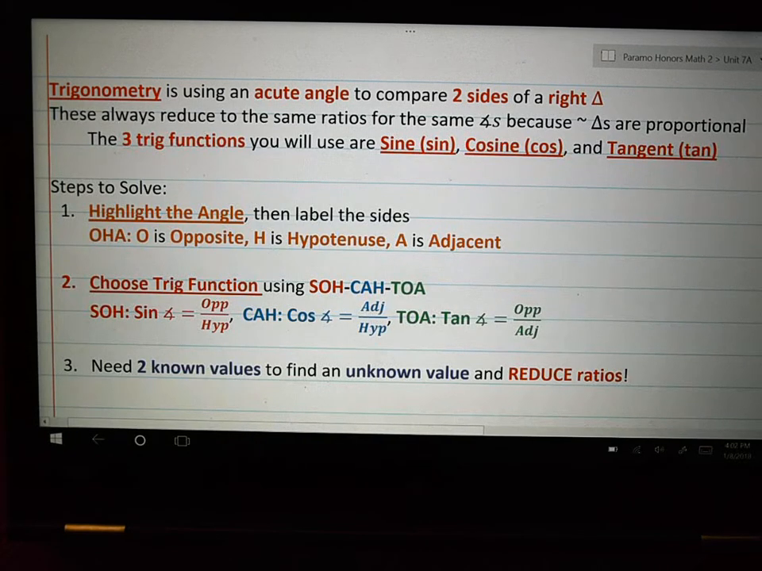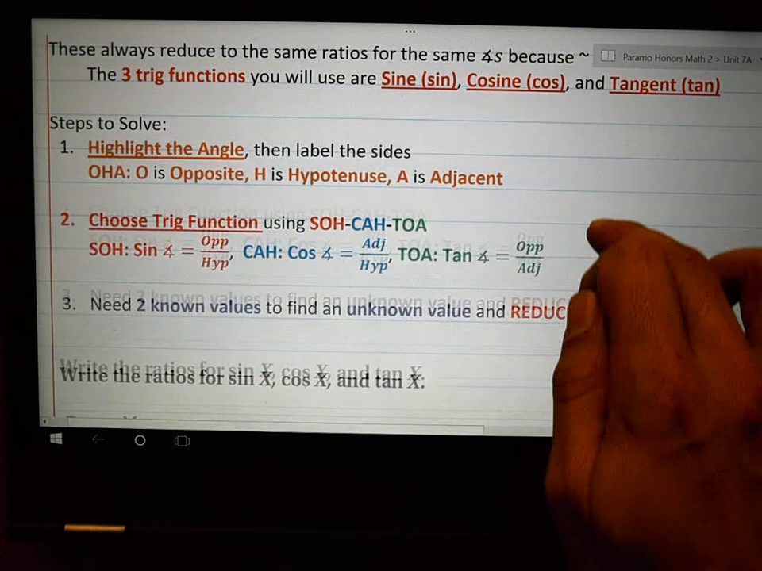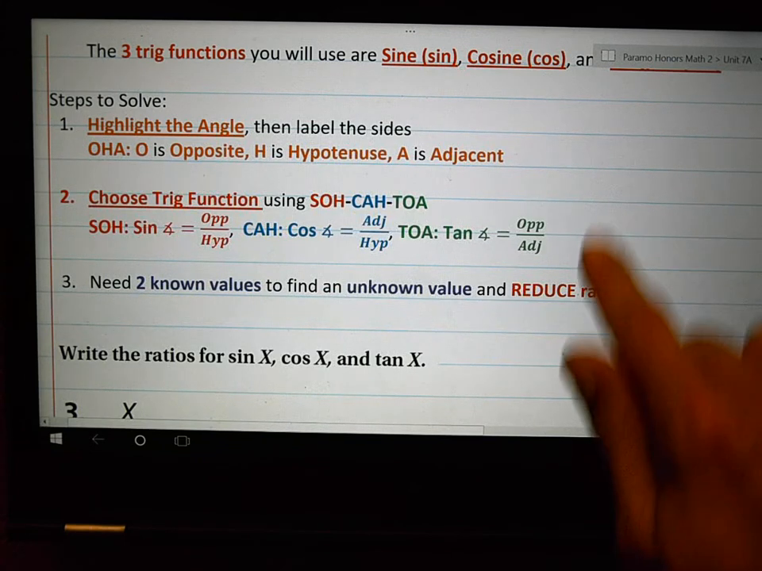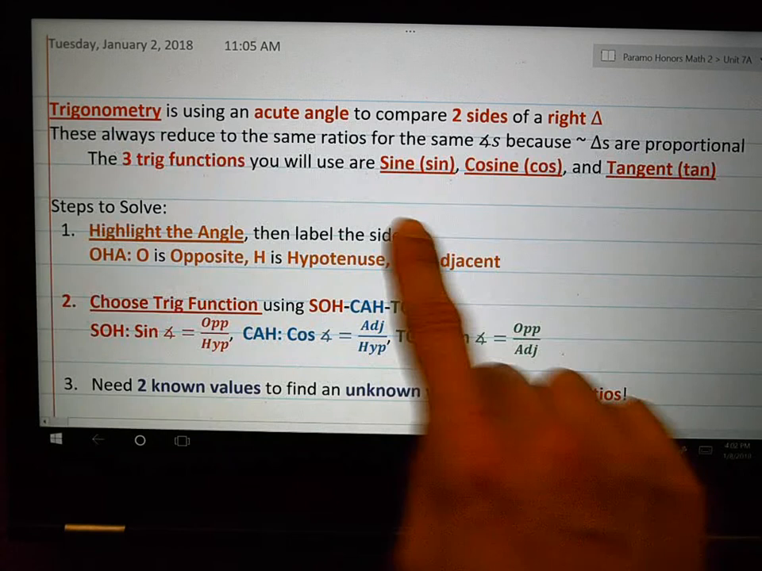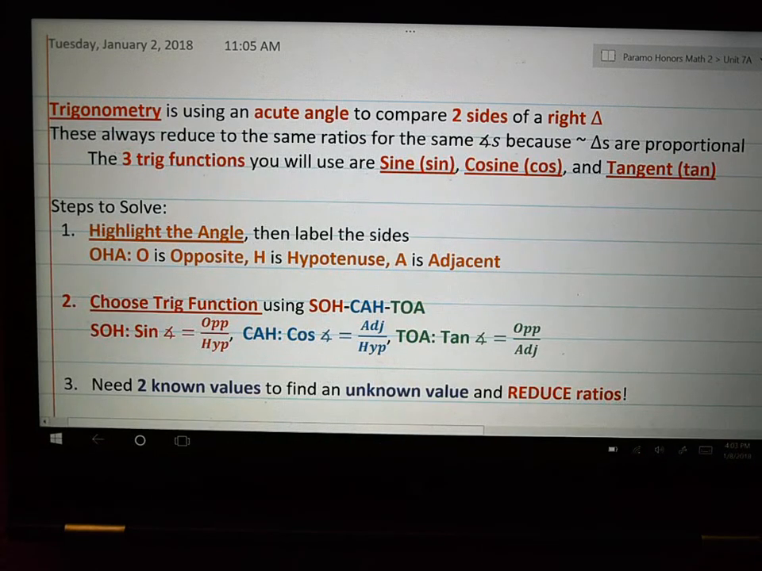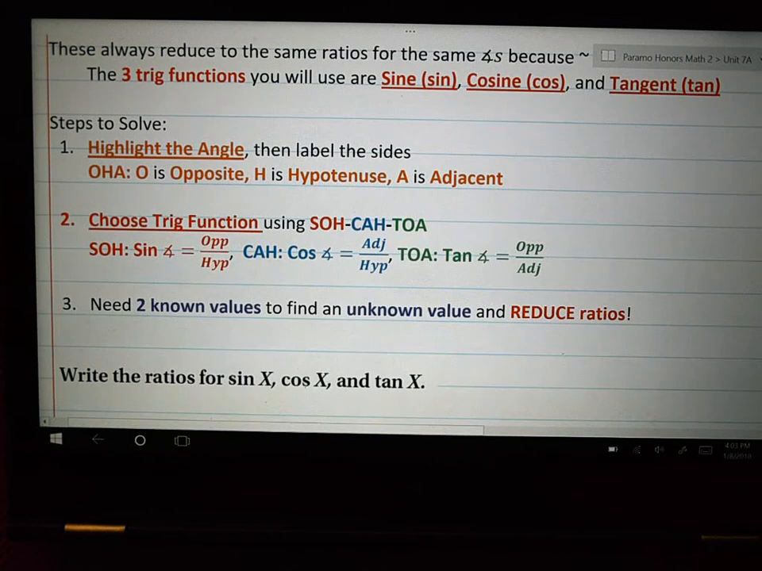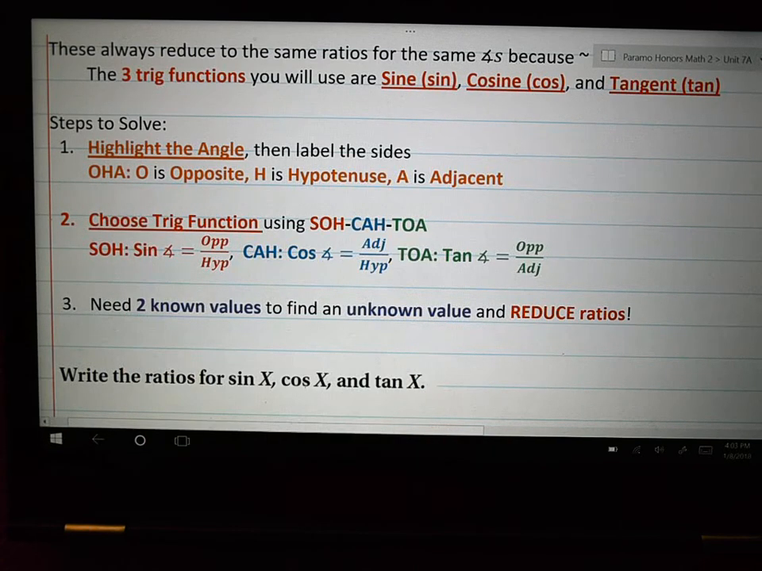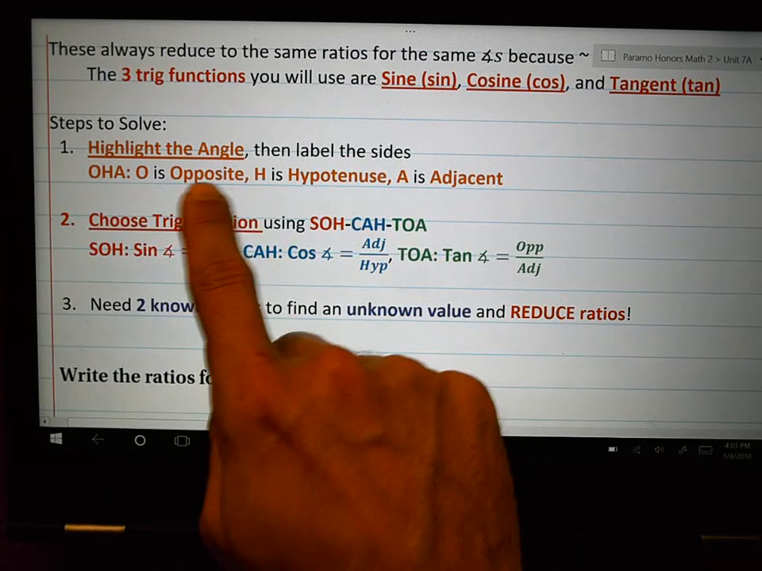Okay, so we're going to have to be doing trig on some triangles. We're going to be comparing two sides of the triangle, and sometimes we're using sine, sometimes cosine, sometimes tangent. So you're going to have to do these 3 things in order to solve all the problems on the worksheet today. The first thing you're going to do is highlight the angle. What I mean by that is you're going to have to know which angle you are talking about.